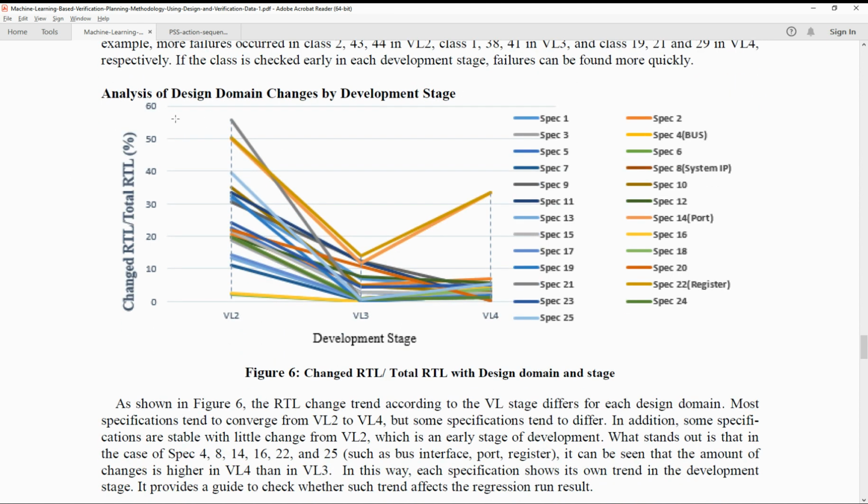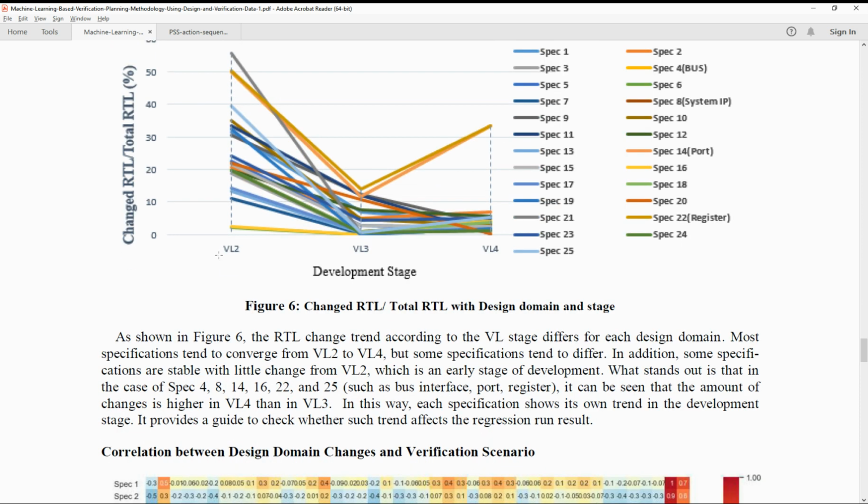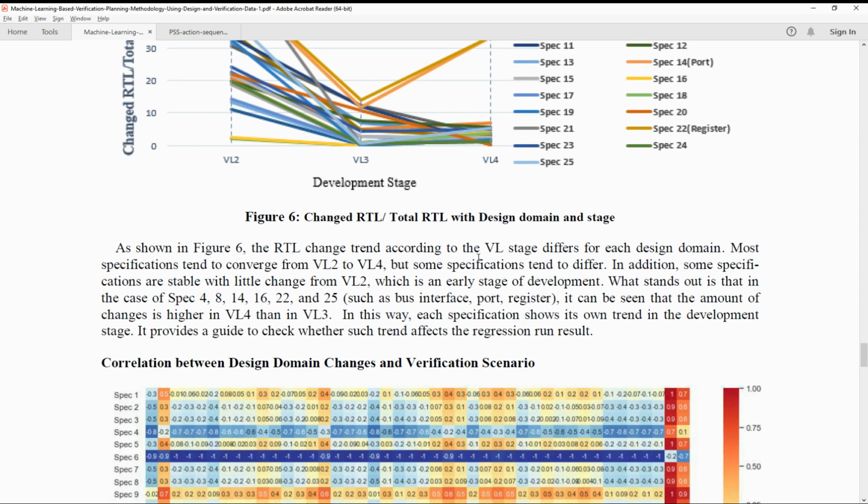Figure 6 shows the changed RTL and the total RTL by design domain and stage. Analysis of the design domain changed by development stage. As shown in Figure 6, the RTL change trend according to the VL stage differed for each design domain. Most specifications tend to converge from VL2 to VL4, but some specifications tend to differ. In addition, some specifications are stable with little change from VL2, which is an early stage of development.